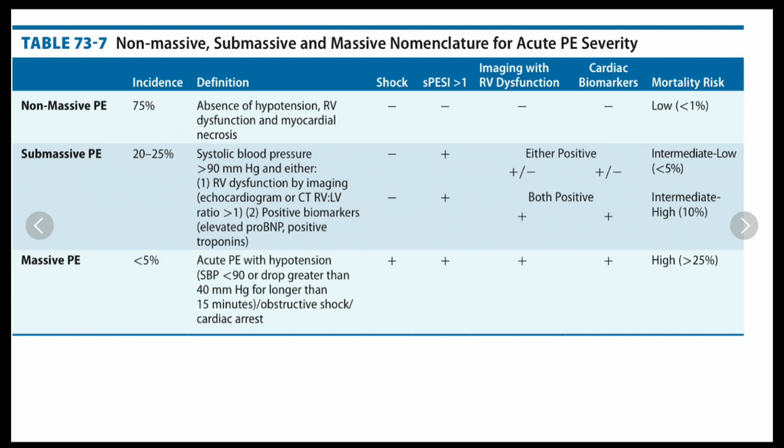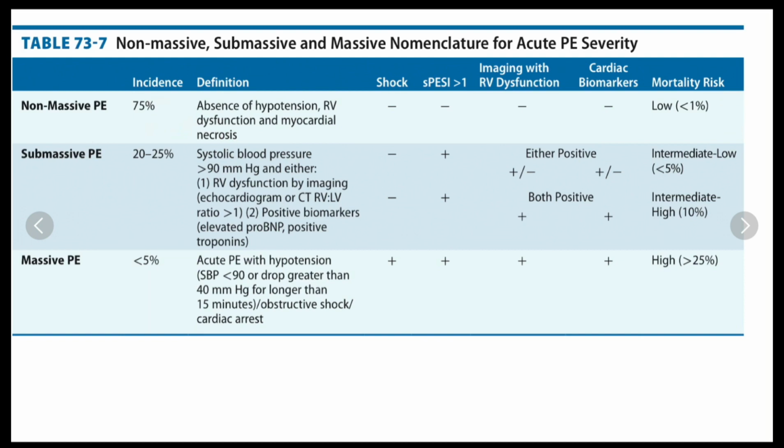Systolic blood pressure will be more than 90 mmHg, and out of these two things, one will be positive. Either right ventricular dysfunction by imaging, like in 2D echo or CT, where the right ventricle to left ventricle ratio will be more than 1, meaning the right ventricle has a larger diameter than the left ventricle. Or positive biomarkers, like elevated pro-BNP or positive troponins. Shock is not there and PESI score will be more than 1.